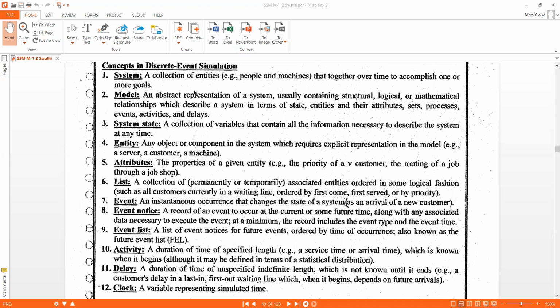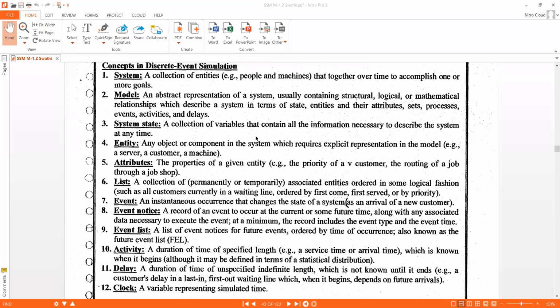Next one is model. A model is an abstract representation of a system, usually containing structural, logical, mathematical relationships which describe a system in terms of state, entities and their attributes, sets, processes, events, activities, and delays. Those relationships describe the system in terms of state, entities and their attributes, sets, processes, events, activities, delays. All that will be represented in the model. A model is an abstract representation of a system.